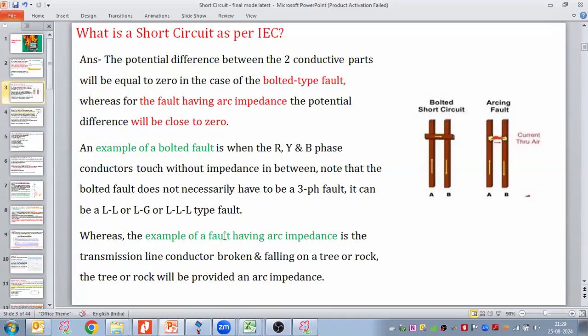Whereas an example of a fault having arc impedance is a transmission line conductor broken and falling on a tree or a rock. The tree or rock will provide high resistance, or an arc impedance. In that situation, the potential difference between both conductive parts will not be equal to zero; it will be close to zero. Am I making sense?